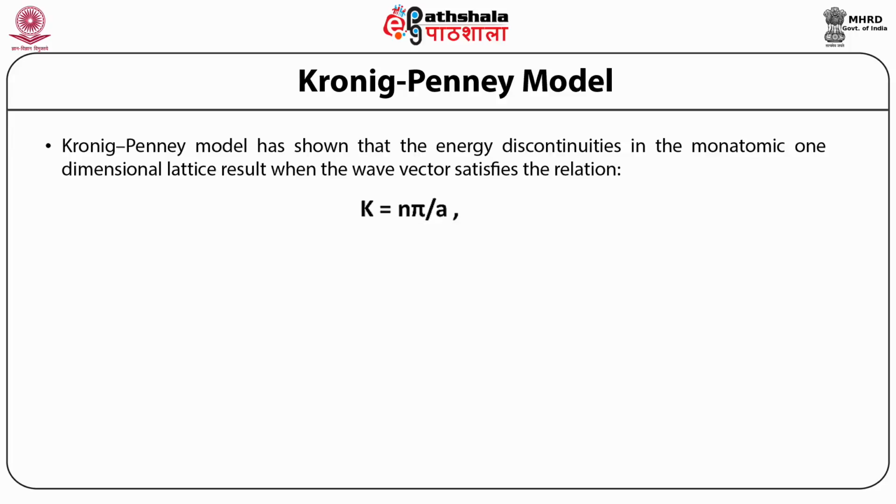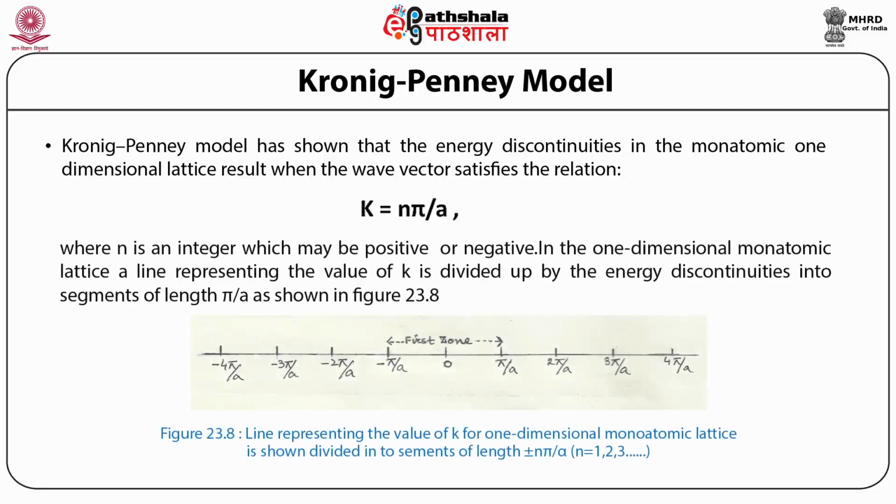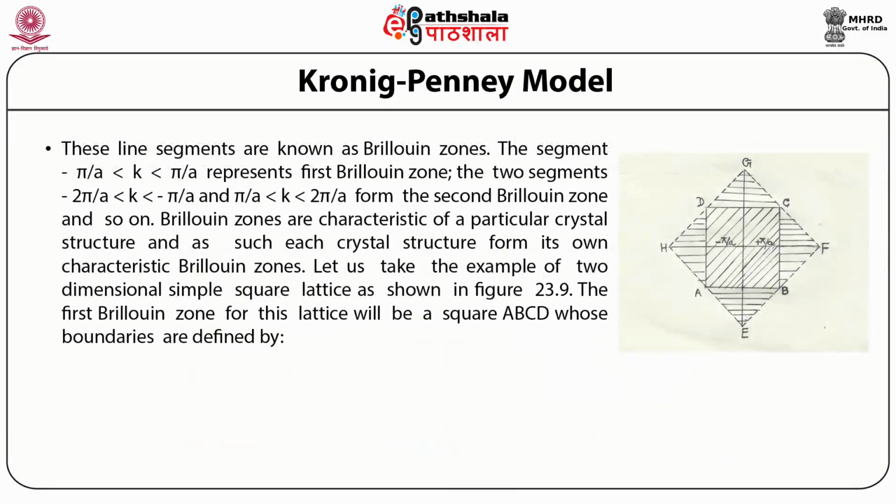when the wave vector satisfies the relation k is equal to n pi by a, where small n is an integer which may be positive or negative. In the one-dimensional monatomic lattice, a line representing the value of k is divided up by the energy discontinuities into segments of length pi by a, as shown in figure 23.8. These line segments are known as Brillouin zones. The segment minus pi by a less than k less than pi by a represents the first Brillouin zone. The two segments minus 2 pi by a less than k less than minus pi by a and pi by a less than k less than 2 pi by a form the second Brillouin zone, and so on.